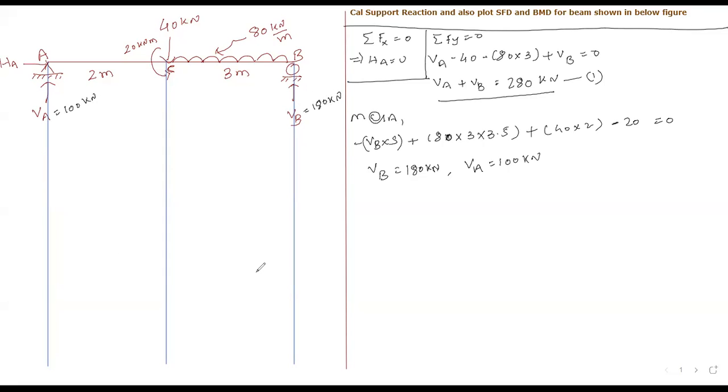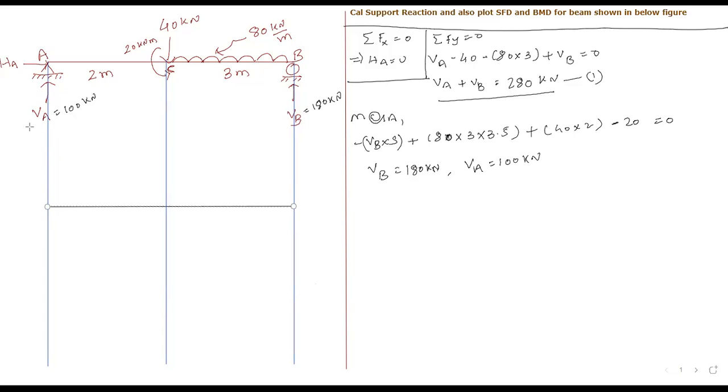Let me plot a shear force diagram. The concept will be the same as we discussed in yesterday's lecture. Okay, let me draw. Now at point A we have a vertical force, yes or no?